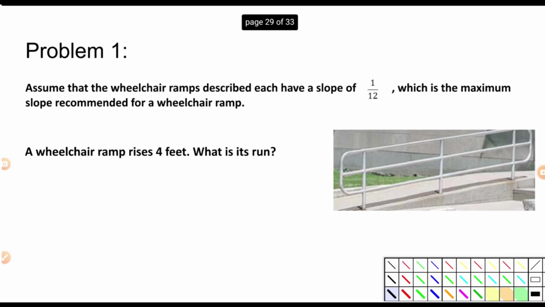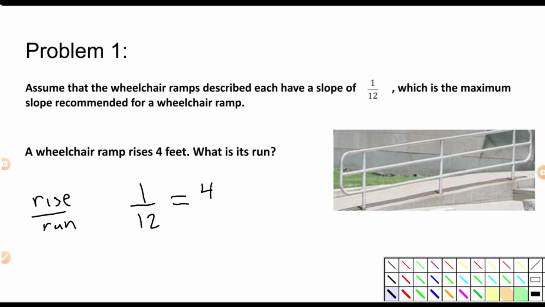So let's try one on your own. Same thing on this problem: I would go with my rise and my run. Remember, the maximum slope is 1 to 12. The wheelchair ramp this time rises 4 feet, and what is the run going to be? So the run should be here.